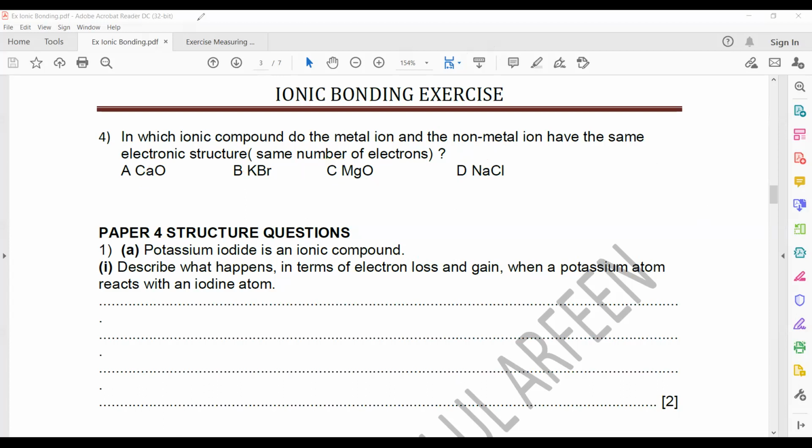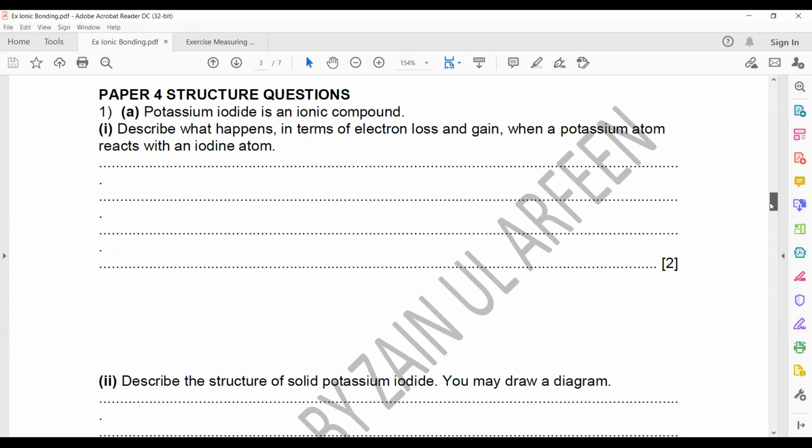Then the structure question. In a structure question, potassium iodide is an ionic compound. Describe what happened in terms of electron loss and gain when a potassium atom reacts with an iodine atom. So potassium reacting with iodine.